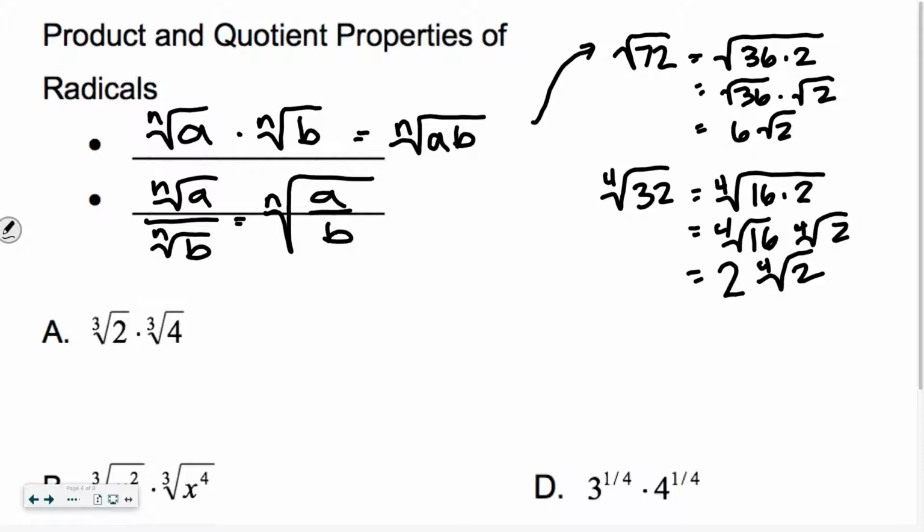Now, I will put one little reminder here. In the properties of rational exponents, you always have to have the same base. In the properties of radicals, they always have to be the same root. So you could only do that if it's a cube root with another cube root. If you were taking a cube root times a square root, no can do.